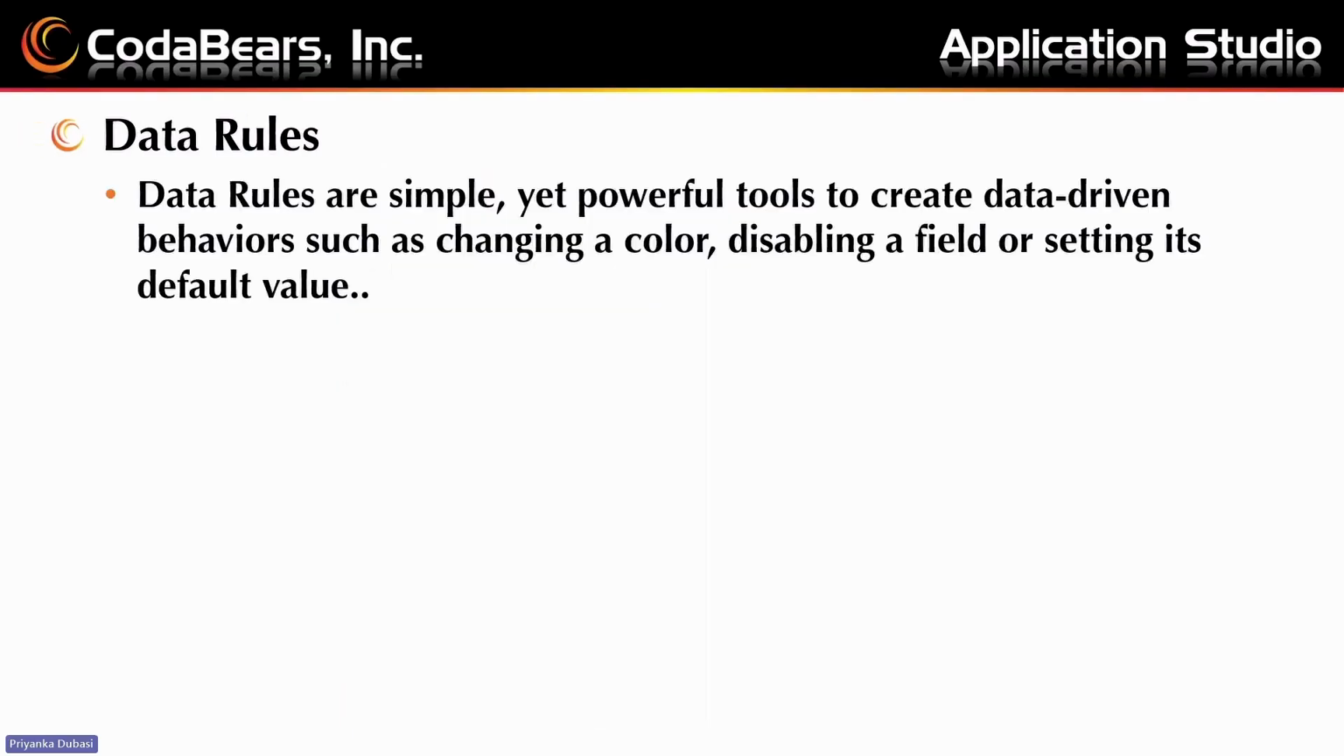So like I said, data rules are simple yet powerful tools to create data-driven behaviors. We've used it for, let's say, changing a color on a field, or disabling a field based on another field or based on a value. You might actually want to set that field to a default value. There are different things that you could do using your data rules.